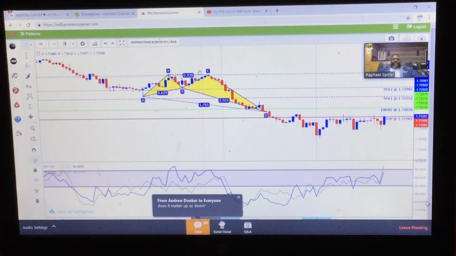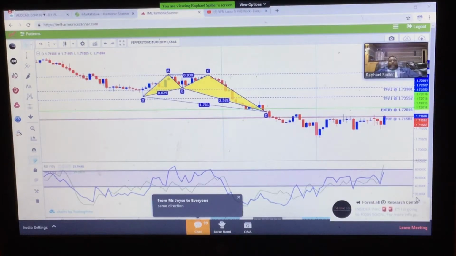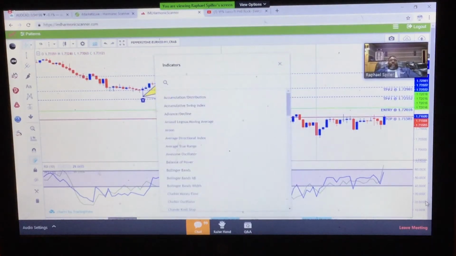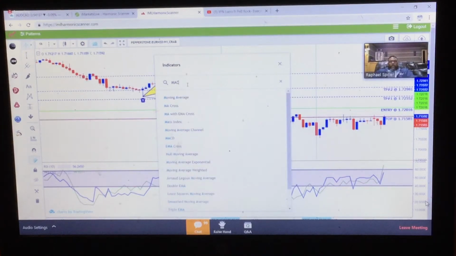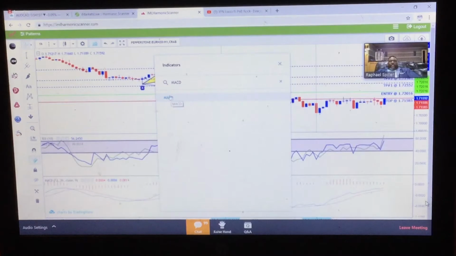Now, let's do this. Let's add in the MACD. I'm going to show you how to add a MACD in here, because sometimes TradingView allows you to put a certain amount of indicators on, but if you learn how to manipulate it, you can manipulate it. So let's go here to indicators. You're going to add another indicator called a MACD. You'll do it just like I tell you.